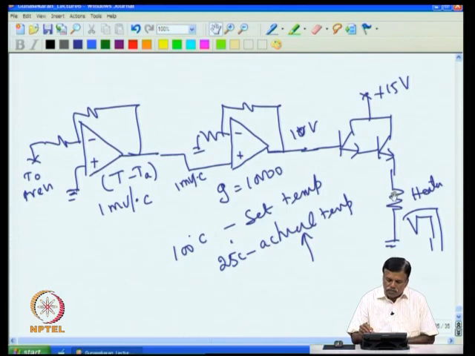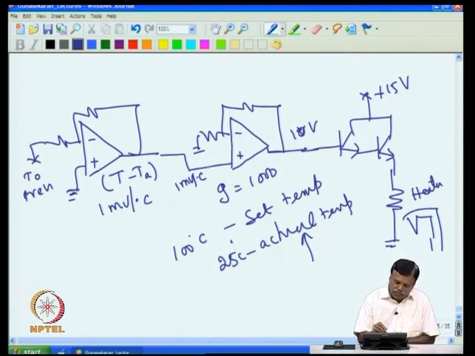proportional controller. For a proportional controller to work, we have to make sure the gain is not very high, because if the gain is very high, it can easily become an on-off controller. For example, if I put a gain of 1000, then to get 15 volt, you need a 15 millivolt difference here. Because 15 millivolt into 1000 will give me 15 volt.